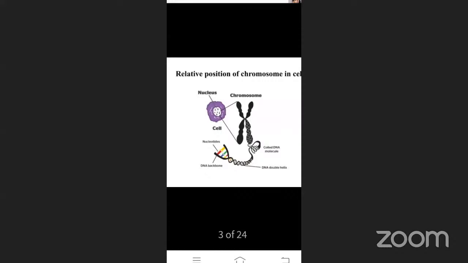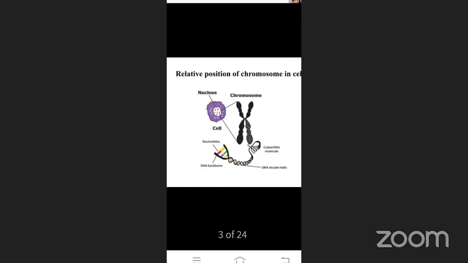So the prokaryotic and eukaryotic cells contain DNA as genetic material. You know that in eukaryotes, DNA is organized as distinct structural entities called chromosomes, which are present in the nucleus. Each chromosome is made up of DNA tightly coiled many times around proteins called histones.